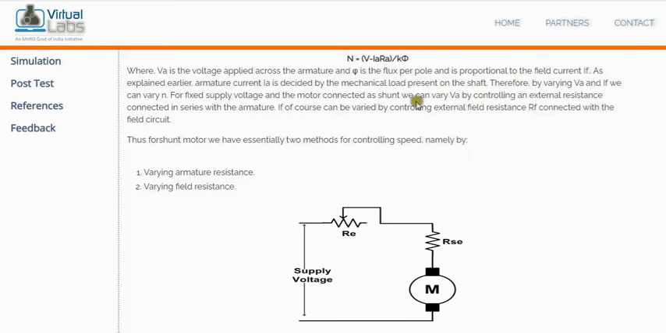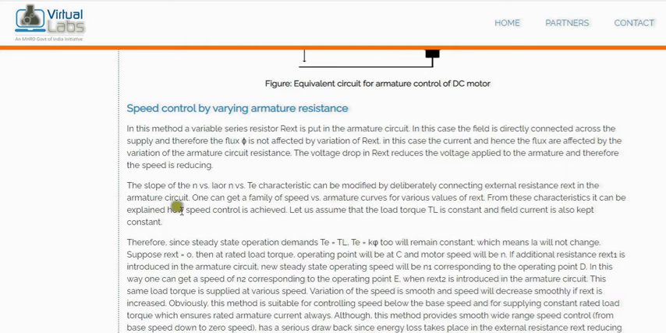We are first using speed control by varying armature resistance, where we keep increasing the armature resistance in order to decrease the speed. In this method a variable series resistor is put in the armature circuit. The field is directly connected across the supply, and therefore the flux is not affected. The voltage drop in the resistance reduces the voltage applied to the armature, and therefore the speed reduces.